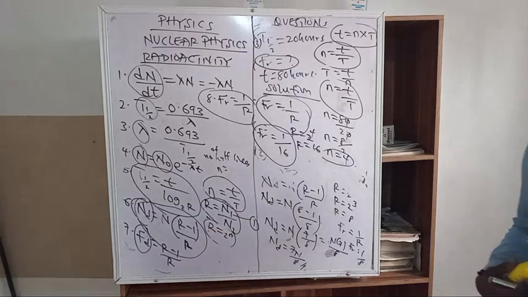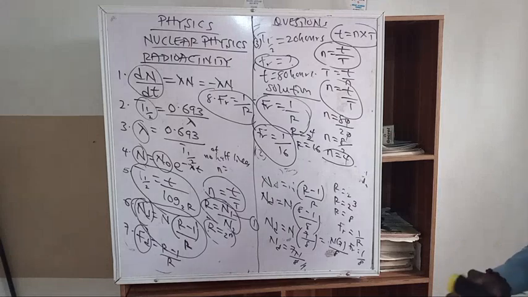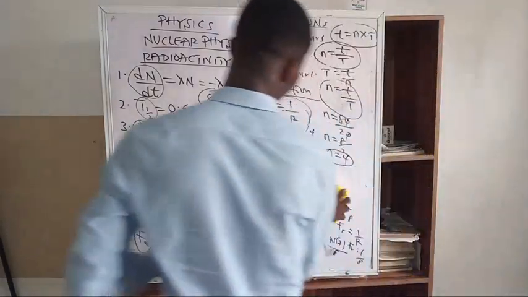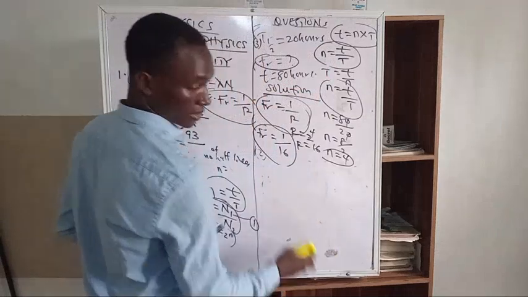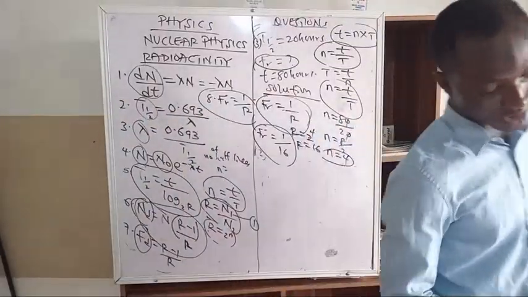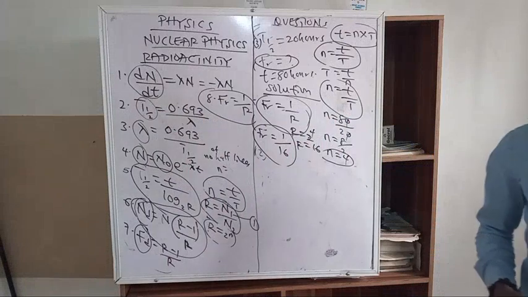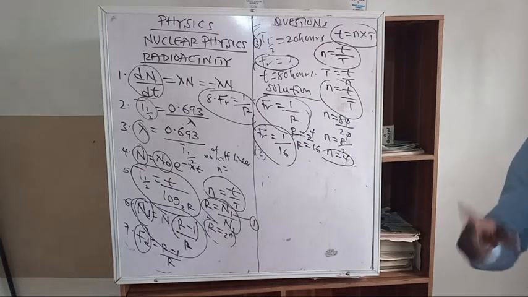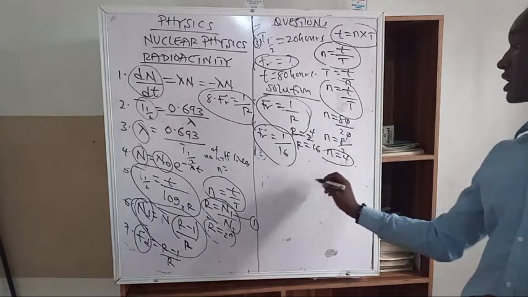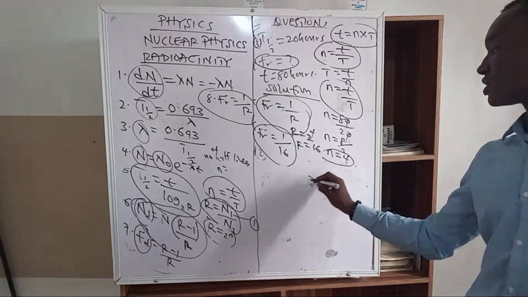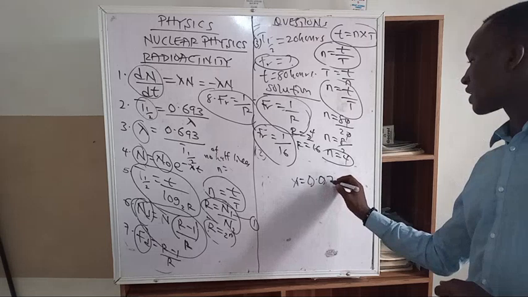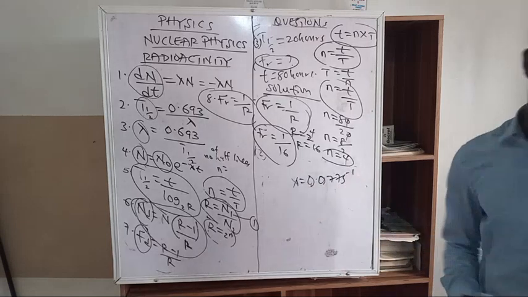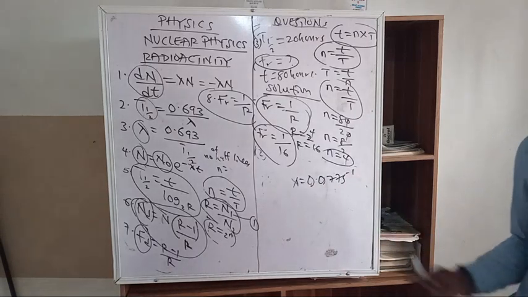They said a radioactive element has a decay constant of 0.077 per second, because the SI unit of decay constant is per second. So the decay constant lambda is given to be 0.077 per second. Then let's move on. Calculate its half-life. It's very easy.